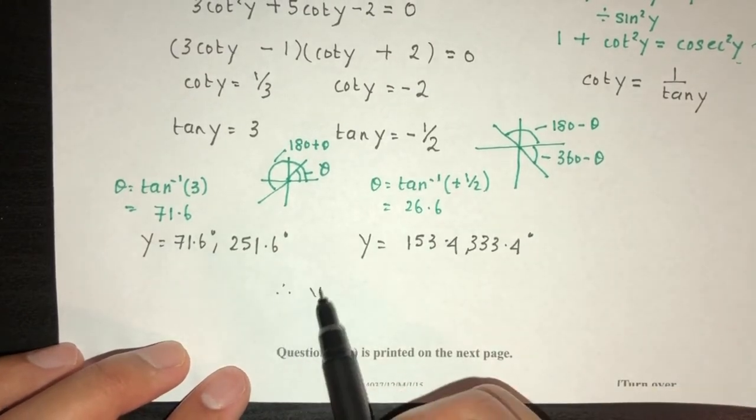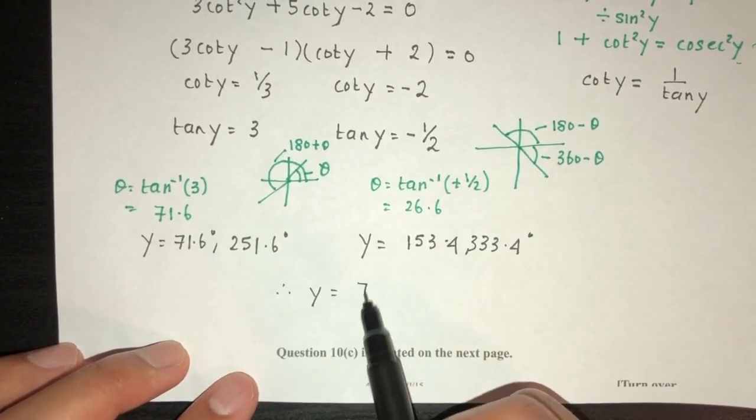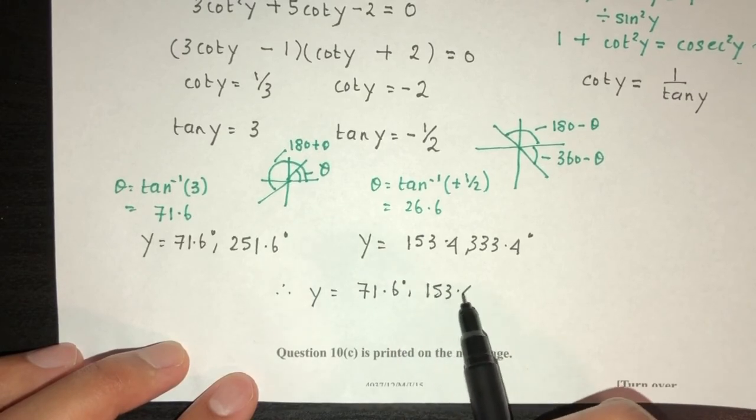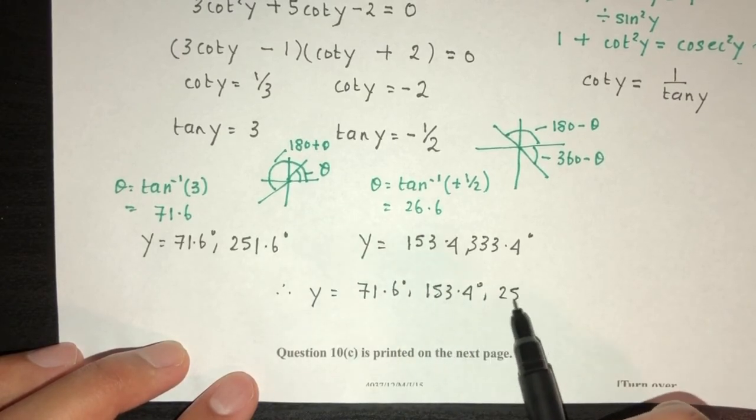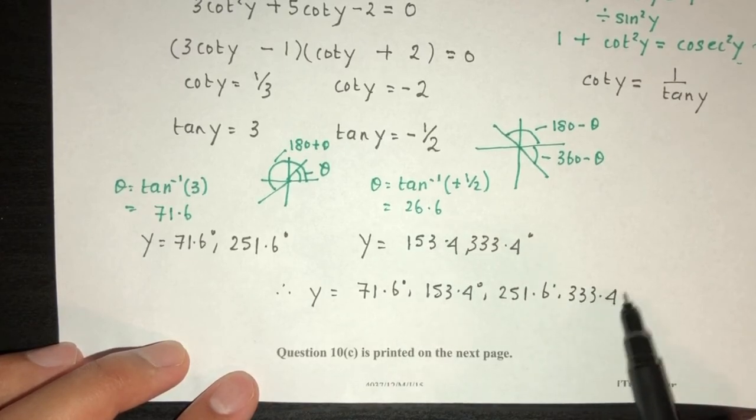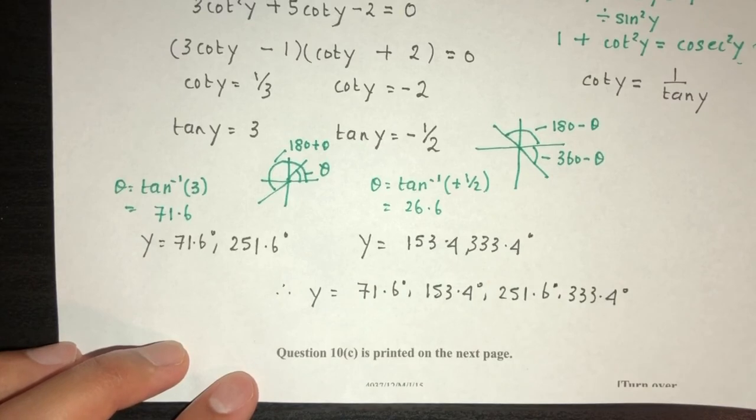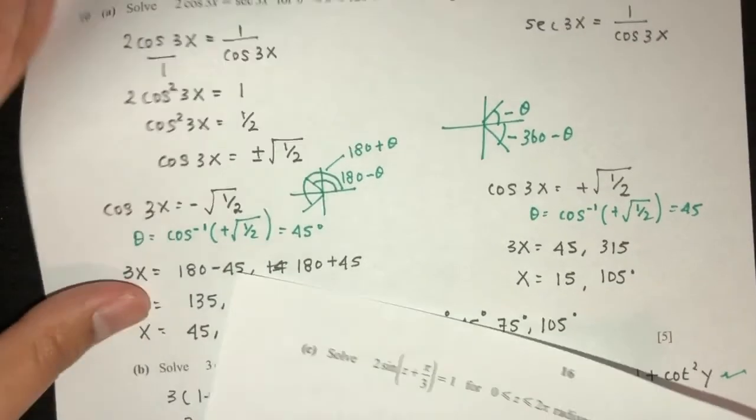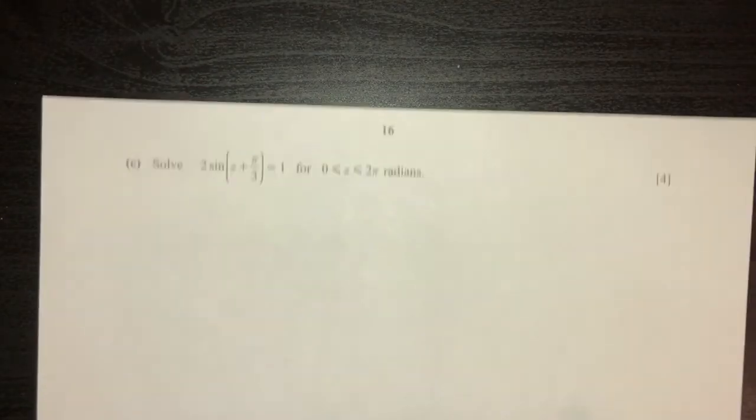So y is equal to 71.6, 153.4, 251.6, and 333.4. So we have these 4 values of y. That is part B. Now let's move on to part C.